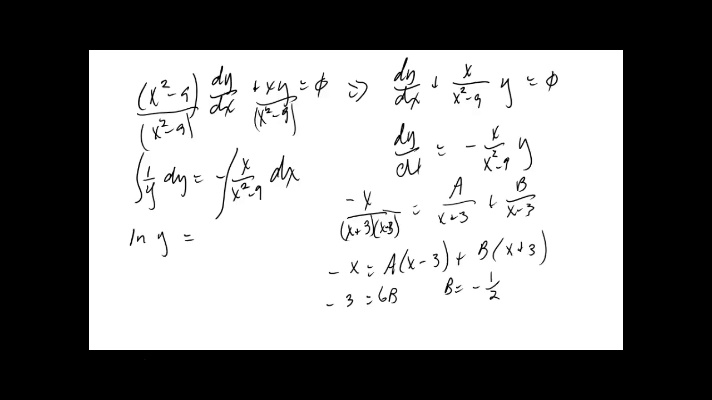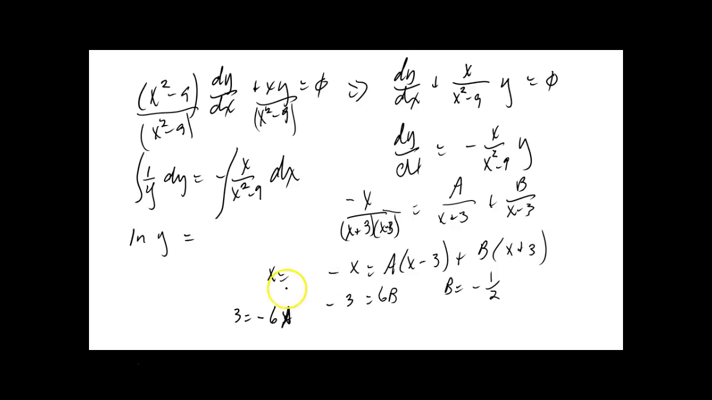Then let x equal negative 3. So then that would be 3 is equal to negative 6A plus 0. So this would then have, it'd be A. Oh, yeah, sorry, A. Okay, so that means A is equal to negative 1/2 also.